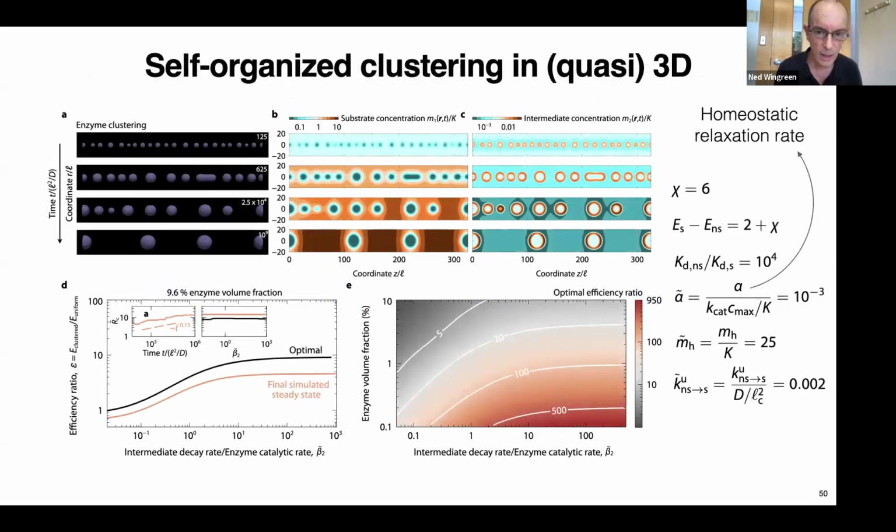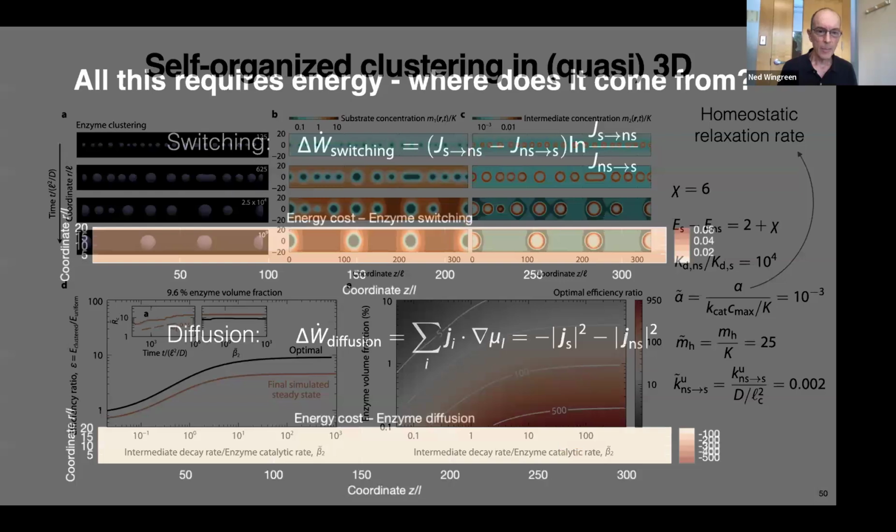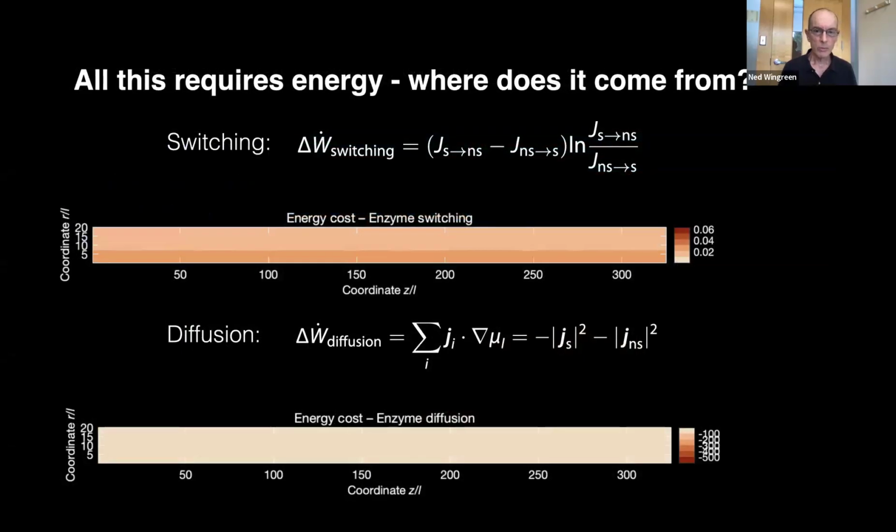This is a lot of detail about that, basically showing you the same thing. The color plot there, though, is useful, showing you that you can get very, very high increases of efficiency, 100-fold, more than 100-fold in this scheme, assuming things like unstable intermediates. Okay, all this requires energy.